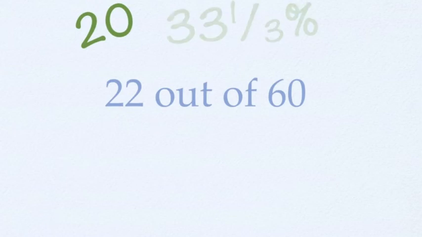22 out of 60. 60 is a nice even number. 22 is pretty close to 20, not the percent, just plain 20. 20 out of 60, well, that's 1/3. That's going to be 20 over 60, and when I reduce that, that's going to be 2/6, and that reduces to 1/3. So it's going to be 33 1/3% if I'm looking for a percent.